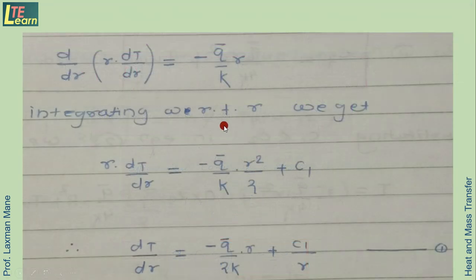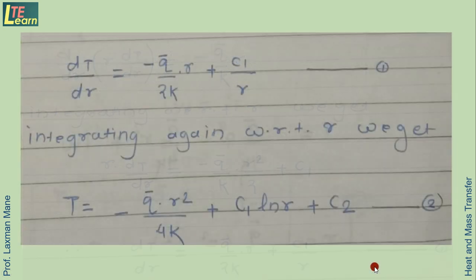This equation we take for the integration. So integrating with respect to r, the radius, we get the integration of this, that is minus q by k, integration of r is r square by 2, plus c1. Arranging the terms, this r we take to the right side, so we find dt by dr is equal to minus q by 2k times r plus c1 divided by r. This equation we call equation number 1.